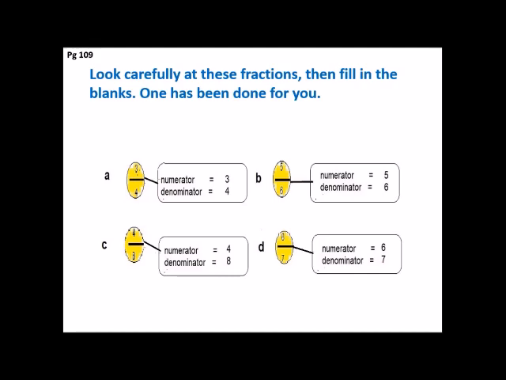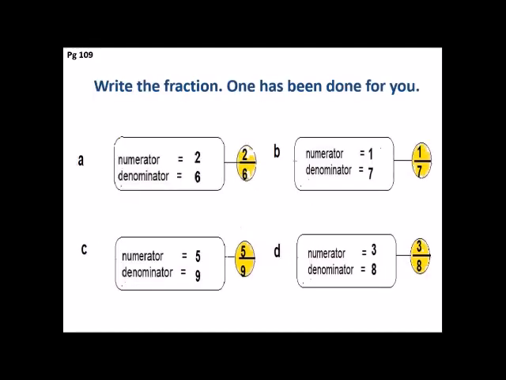In 3 by 4, 3 is numerator and 4 is denominator. So write 3 in front of numerator and 4 in front of denominator. Rest of the parts would be done by you and match your answers. Let's read question number 2 of page number 109. Write the fraction. One has been done for you.